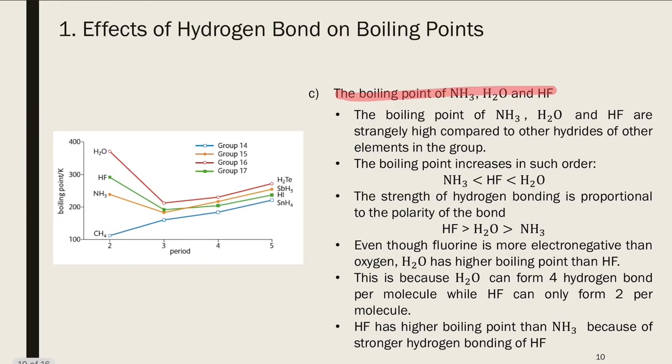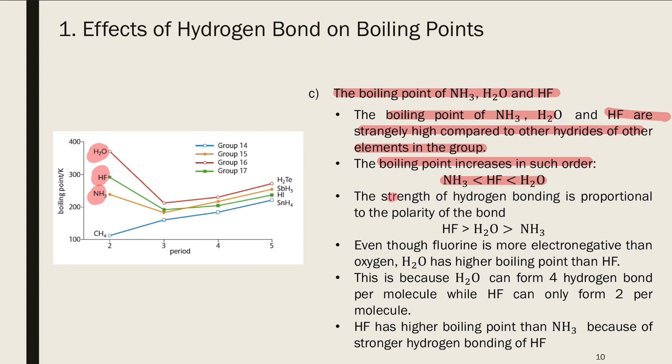Next, let's take a look at the boiling point of ammonia, water and HF. As we can see there, the boiling points of ammonia, water and HF are strangely high compared to the other hydrides of other elements in the group, sebab kehadiran hydrogen bond lah. So the boiling point increases in such order. Ammonia will have the lowest boiling point and water will have the highest boiling point.